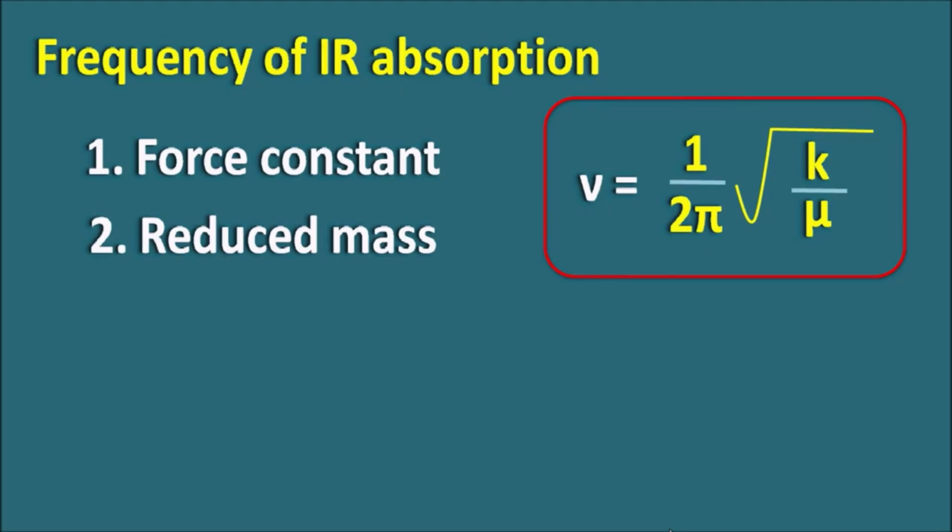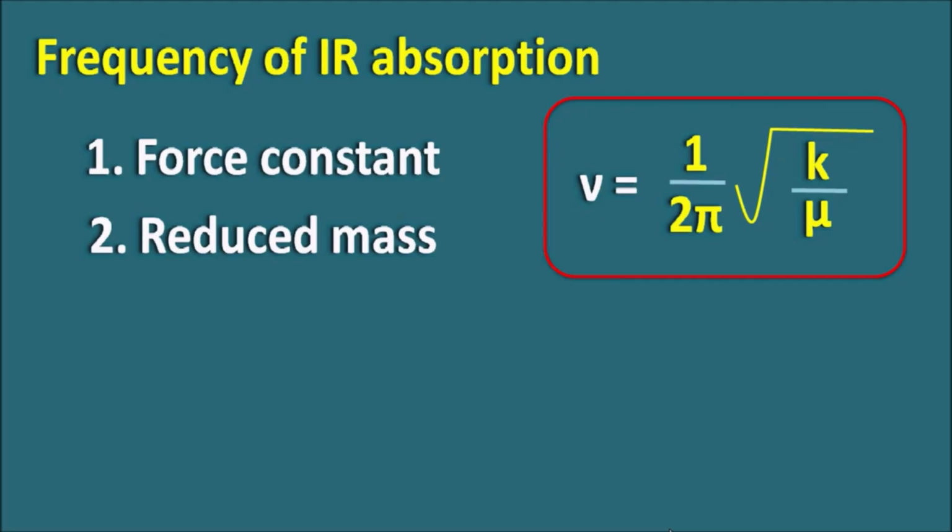The IR frequency is directly proportional to root of k. That means as the force constant increases, the frequency of absorption increases. At the same time, the frequency of absorption is directly proportional to root of 1 by mu. That means as the reduced mass increases, the frequency of absorption decreases. So these two parameters will influence the frequency of IR absorption.